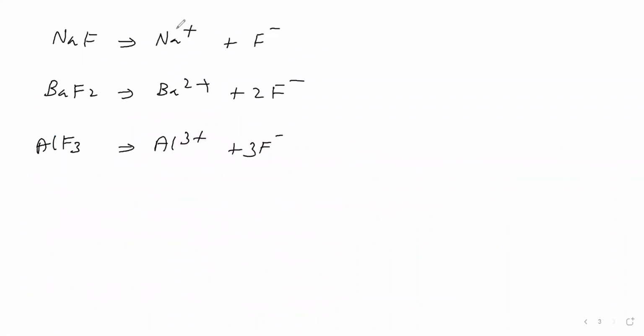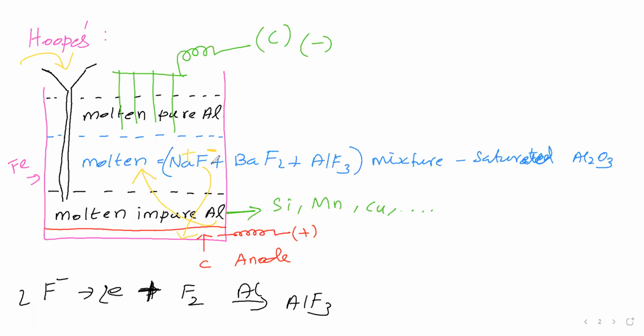Now what ions are there? Na plus, barium ion, aluminum ion. Out of these three, aluminum ion can go for reduction easily when compared to barium ion and sodium ion. Therefore aluminum ion goes to cathode for reduction. At cathode aluminum ion has reached. Aluminum ion takes 3 electrons from cathode and becomes aluminum.